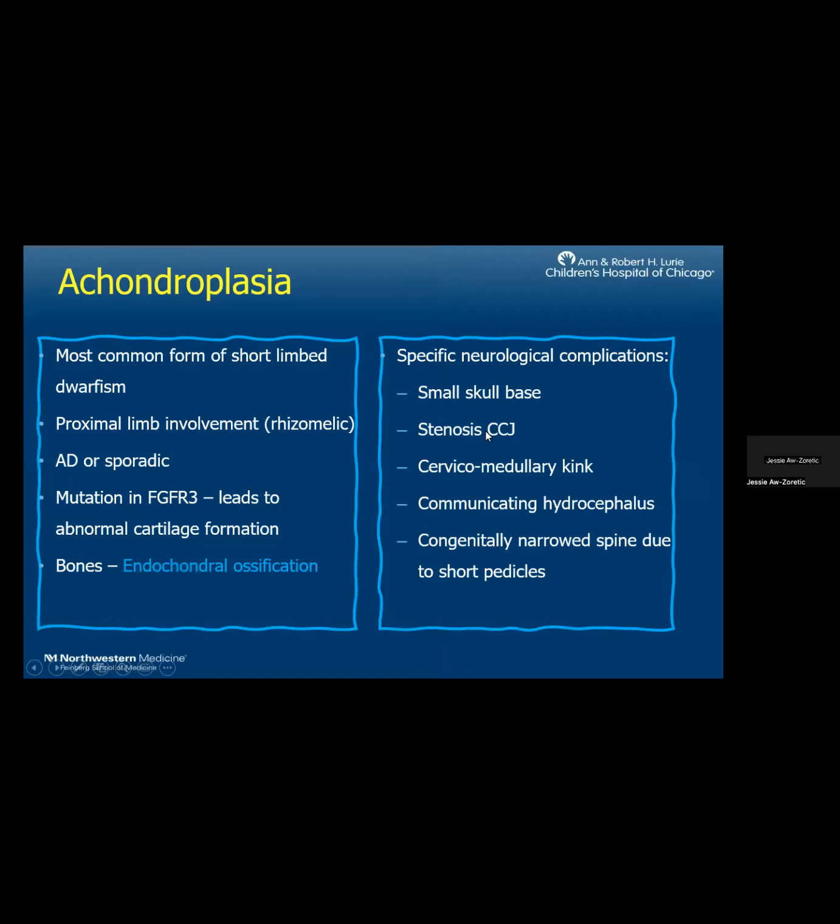Okay, and then obviously you have stenosis at the craniocervical junction, and then problems with kinking of the cervicomedullary junction. They also have a propensity for communicating hydrocephalus, because there is obstruction of the venous outflow, specifically at the sigmoid sinus. And then in terms of not just the C-spine, but the rest of the spine, you have a congenitally narrowed spine due to short pedicles.